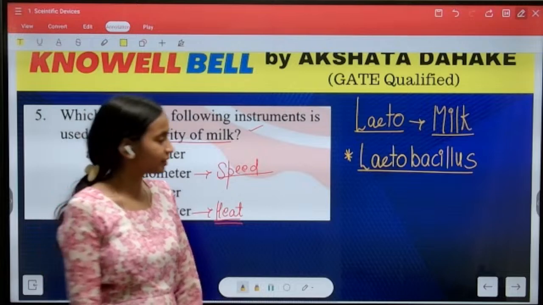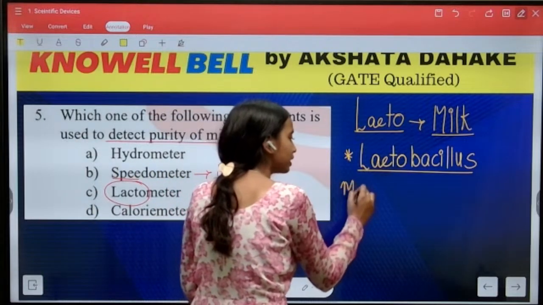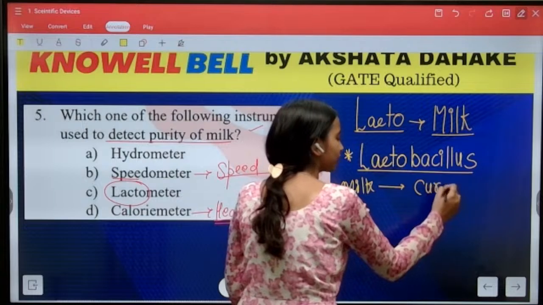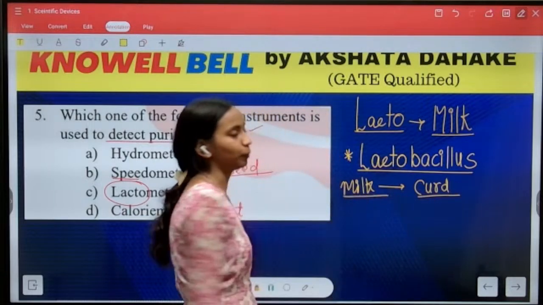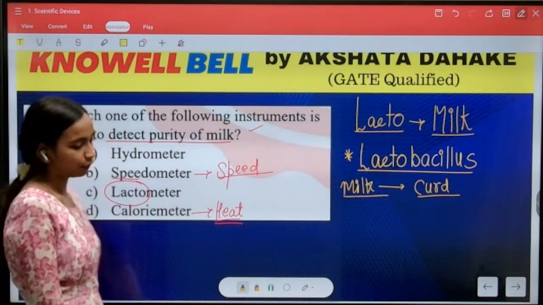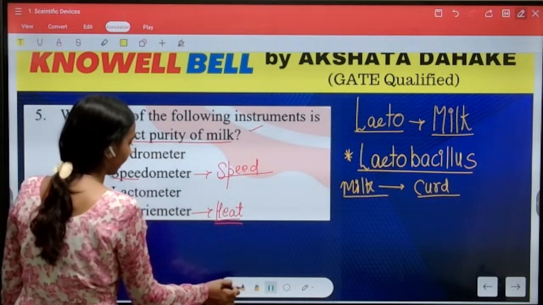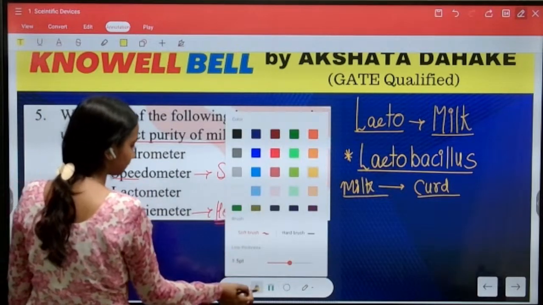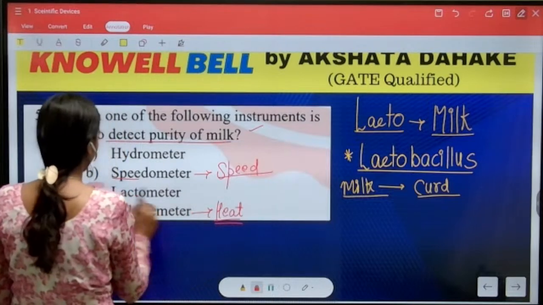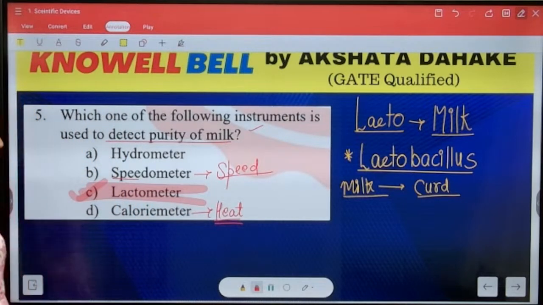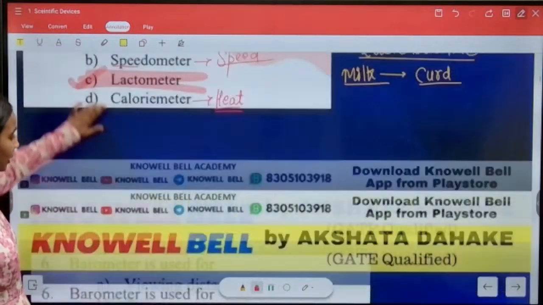What does lactobacillus do? Lactobacillus converts milk into curd. Milk को curd में convert करने का work किसका? It is the work of lactobacillus. So this much we have already discussed, right? So what is going to be the correct answer for the question? The right answer we will have is option C, lactometer. Okay, the correct answer will be option C, lactometer.